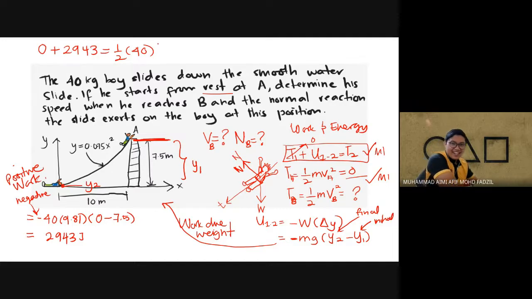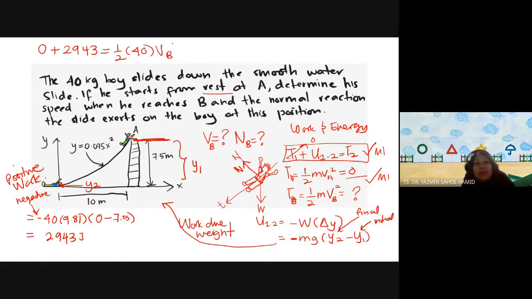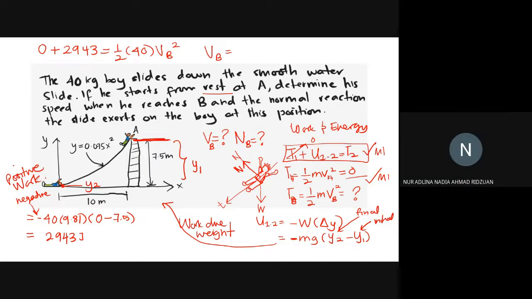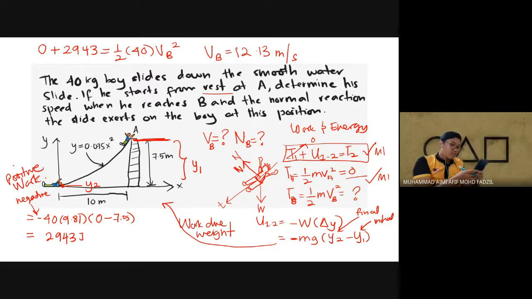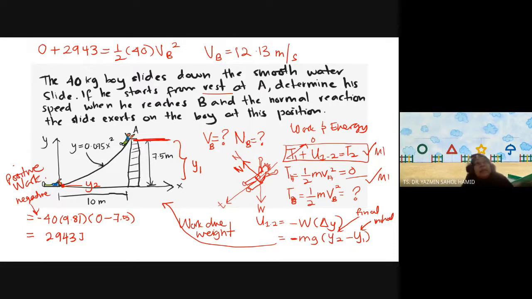Okay, V_B squared. So can you find me what is V_B? 12.13. Yes, correct. Exactly. 12.13. Don't forget meters per second.